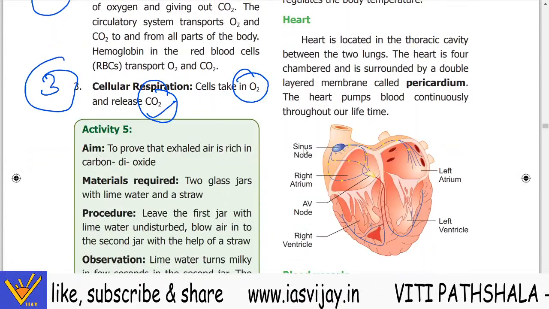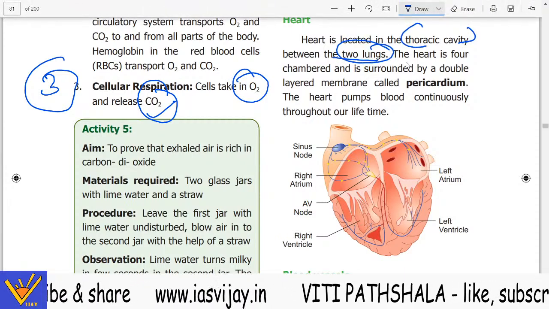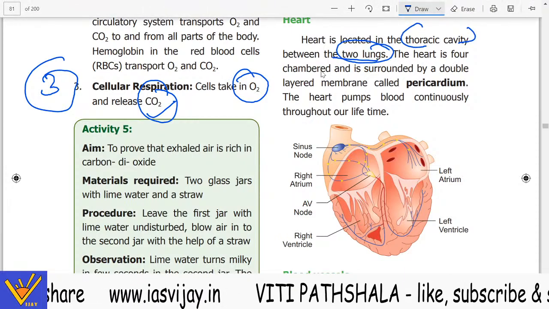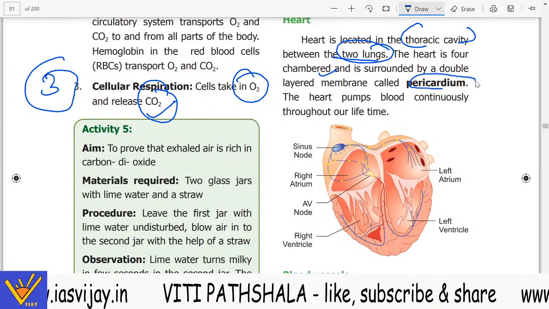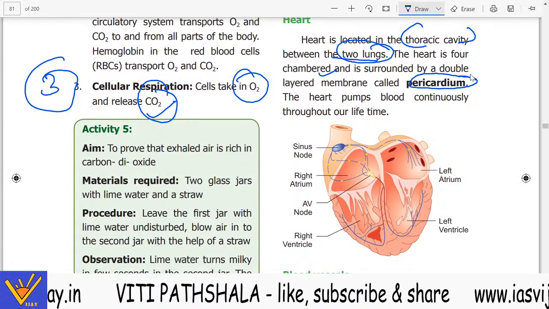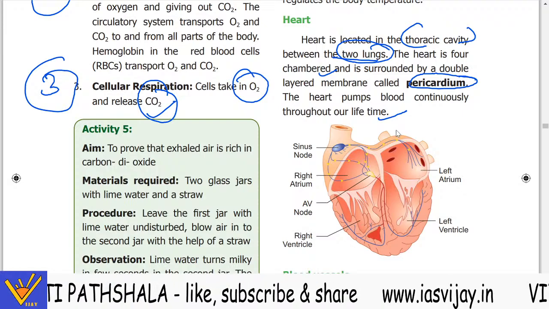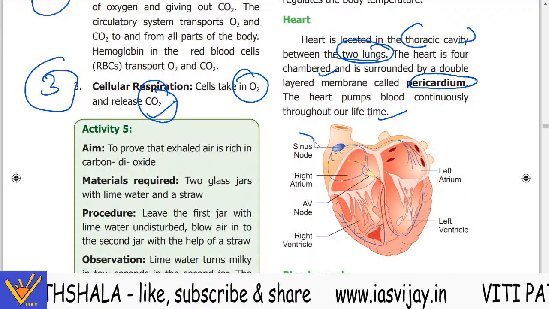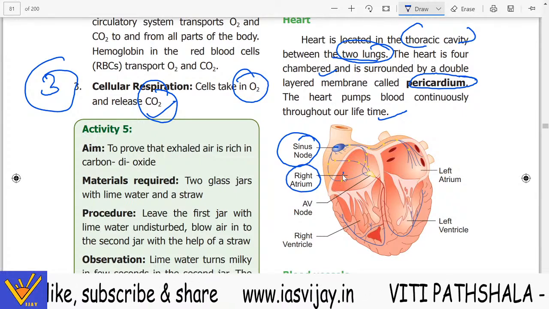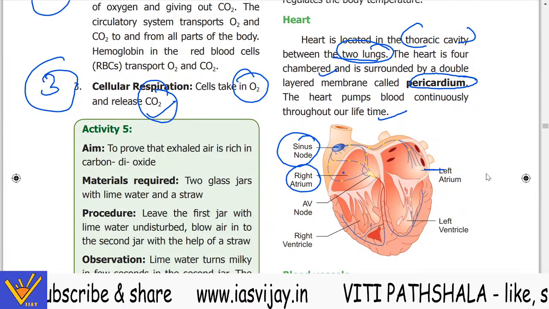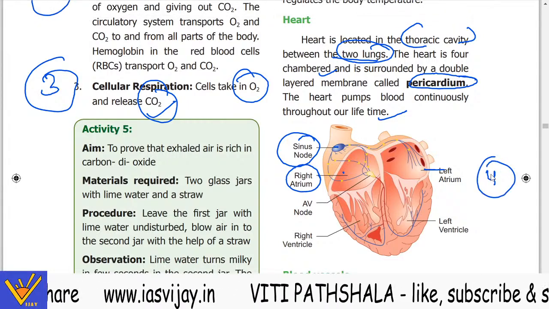So heart is located in the thoracic cavity between the two lungs, उनके वहां पे आपको मिलेगा. The heart is four chambered and is surrounded by a double layer membrane जिसको हम बोलते हैं pericardium, and that protects our heart. The heart pumps the blood continuously throughout our lifetime. Now this you will find at the node. Then this is your right atrium, this is your left atrium. There are four parts. We have the four chambered. हमारा जो heart होता है वो four chambered heart होता है.